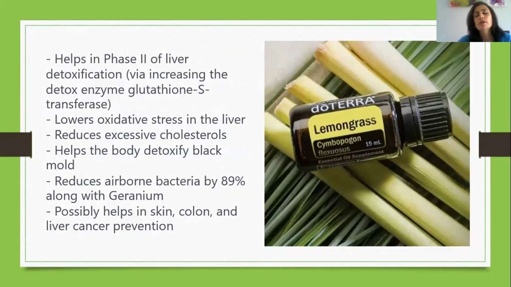Lemongrass is another oil which is good for detoxification. This oil can help with phase 2 of liver detoxification. It also lowers oxidative stress in the liver. It reduces excessive cholesterol. It reduces airborne bacteria by 89%, and it helps prevent skin, colon, and liver cancer. So by using that, you can help with prevention of those cancers.